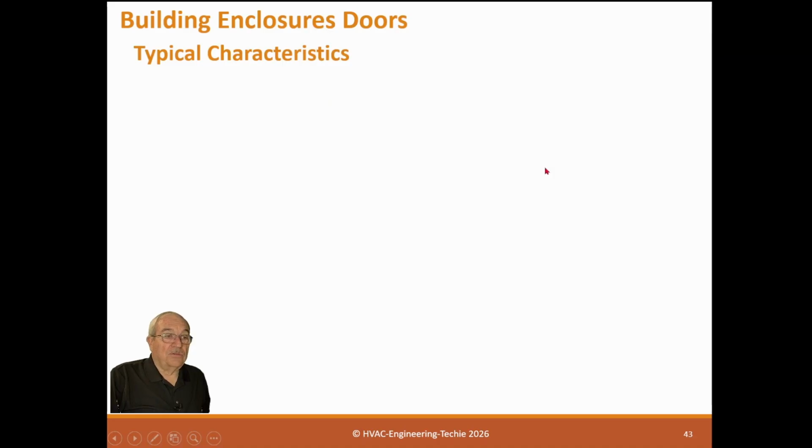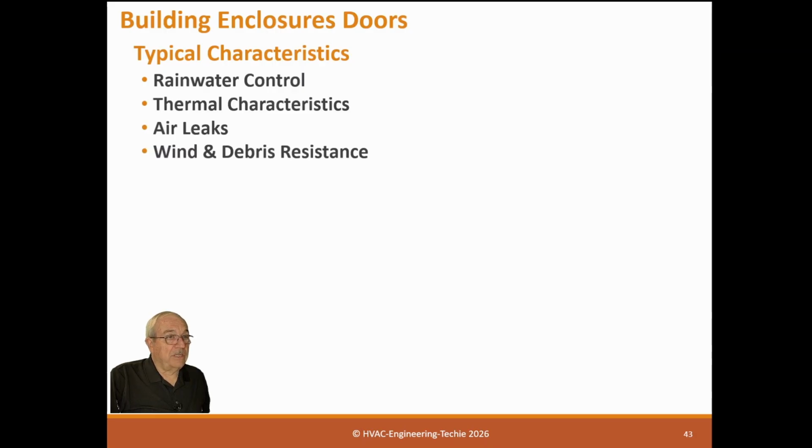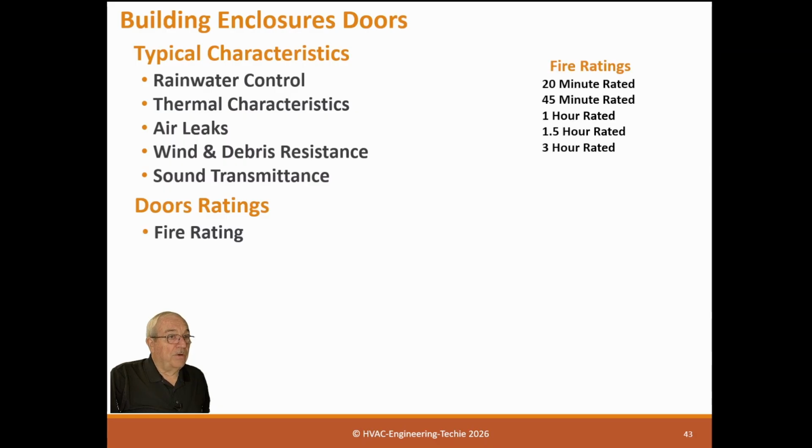So doors. Doors are another enclosure issue. They're a great place for leakage. Their characteristics, again, are rainwater control, thermal characteristics, air leaks, wind and debris resistance, sound transmittance. Door ratings, fire ratings: you get a 20-minute door, a 45-minute door, 1 hour rated, 1.5 hour, or 3 hour rated door, depending on what you need for the fire containment of the architectural design.